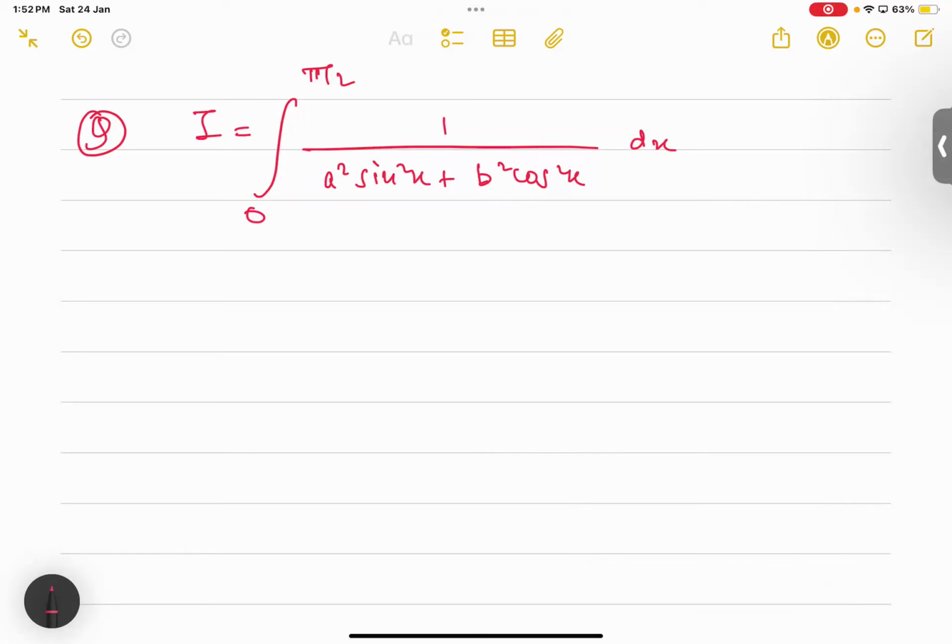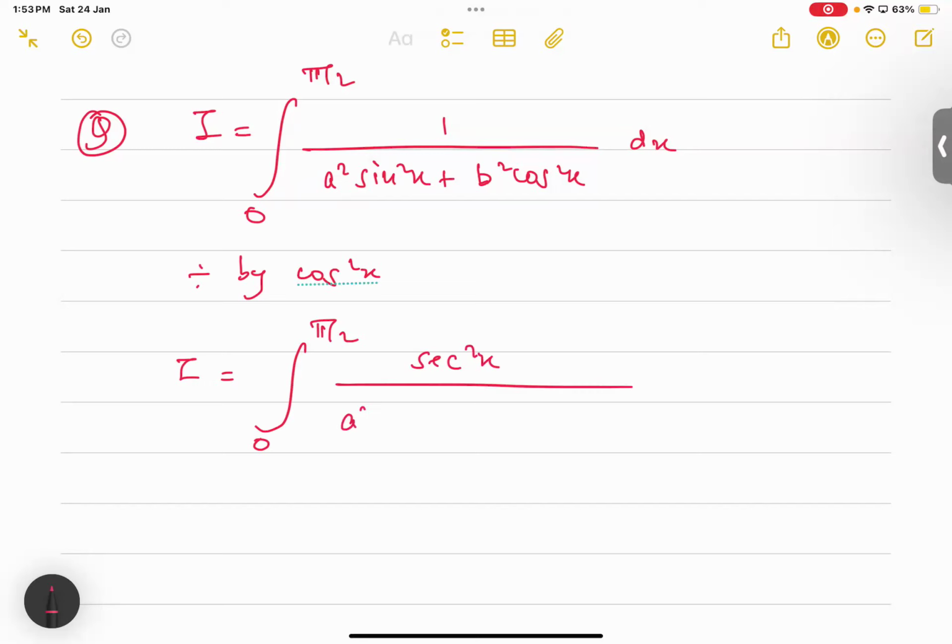So we'll rely on whatever we had learned in indefinite integration, which is this type: constant upon a square sin square plus b square cos square. Divide throughout by cos square x. The 1 upon cos square x on top is sec square x, then a square tan square x. Each and every term is getting divided by cos square x.